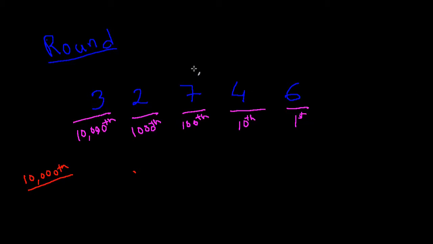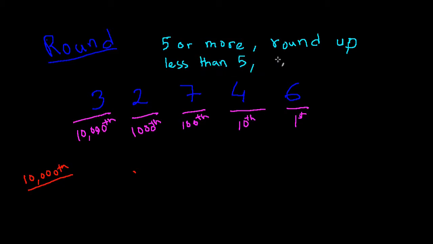Let me write this down. So if it's 5 or more, we round up, so the number increases. So instead of 3, it will become 4. And if it's less than 5, the number stays the same.